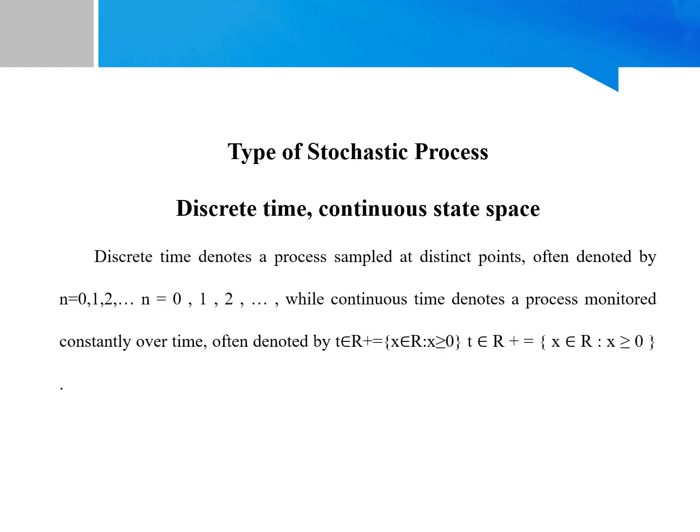Here, discrete time denotes a process sampled at distinct points, often denoted by n. That is, the time period will be discrete: 0, 1, 2, up to n. While continuous time denotes a process monitored constantly over time, often denoted by t belongs to R, that is, a set of real values.